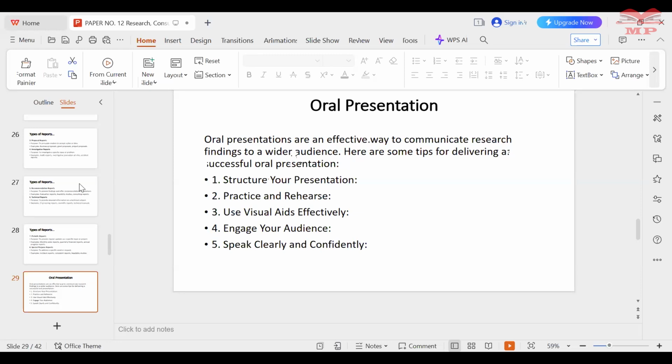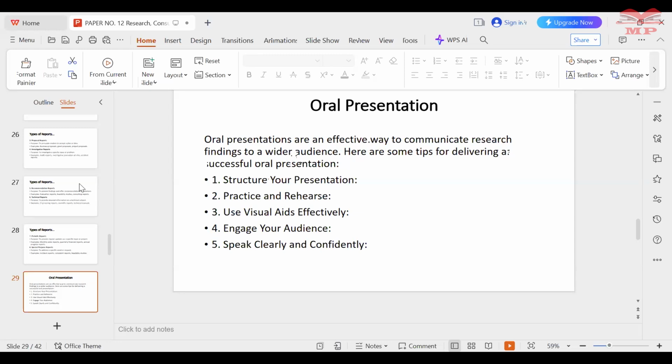We have previously looked at visualization of data, for instance. That visualization of data would require whoever is making an oral presentation to use an effective data visualization aid and to use that aid effectively. Number 4, engage your audience. Number 5, speak clearly and confidently.